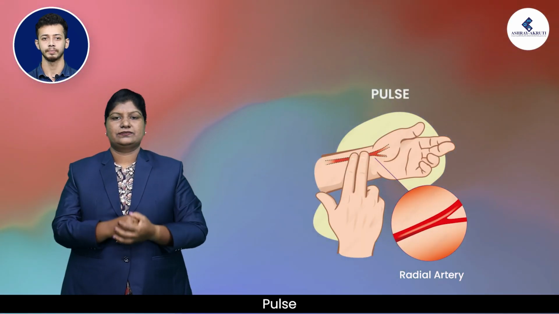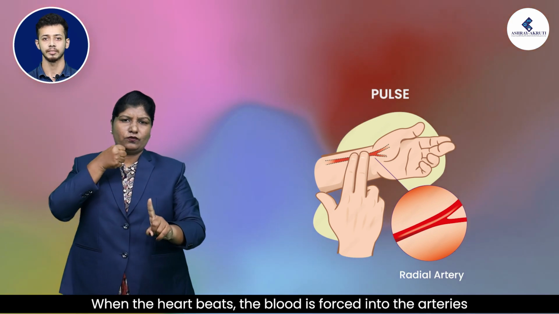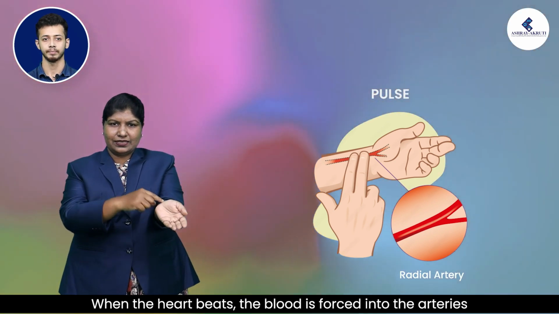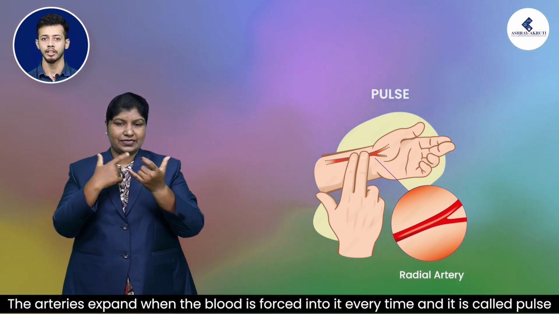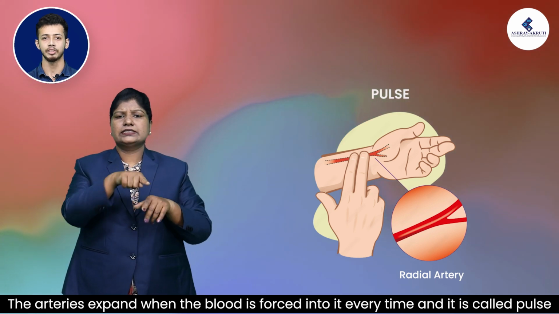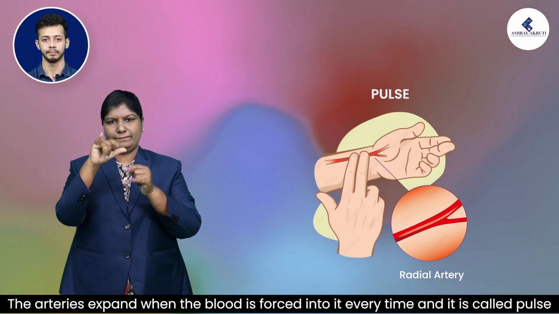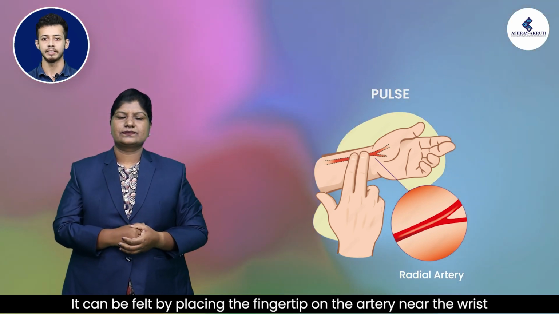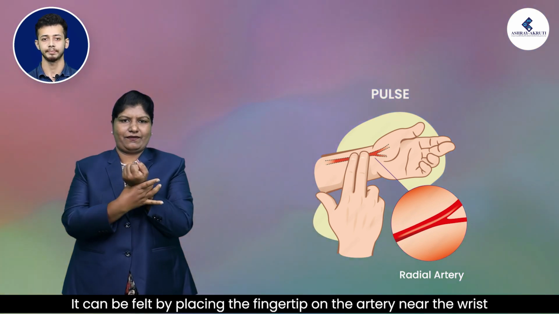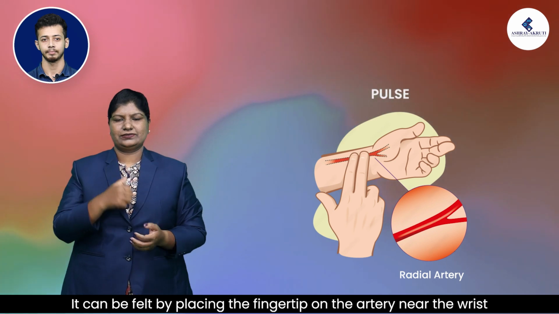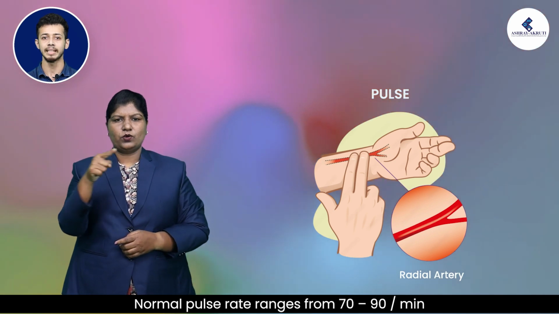Pulse. When the heart beats, the blood is forced into the arteries. The arteries expand when the blood is forced into them every time, and it is called pulse. It can be felt by placing the fingertip on the artery near the wrist. Normal pulse rate ranges from 70 to 90 per minute.